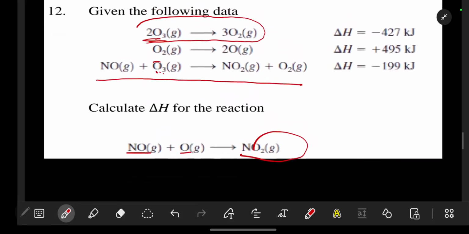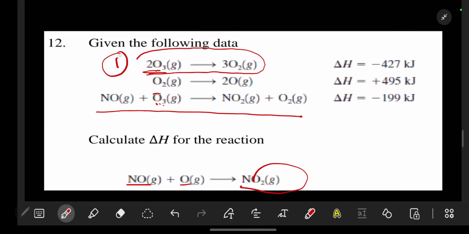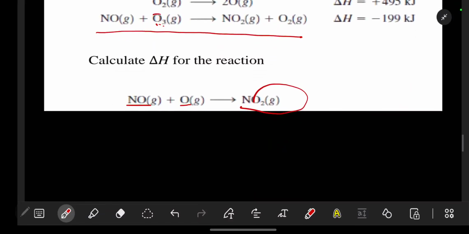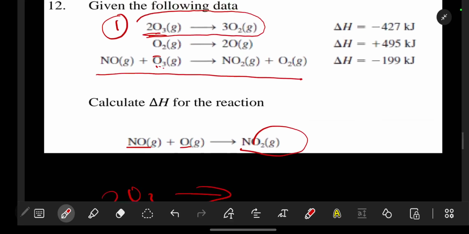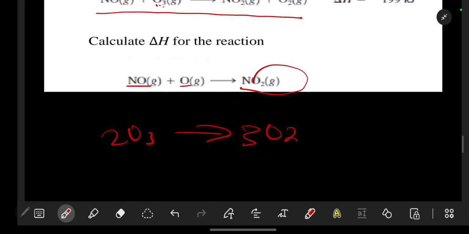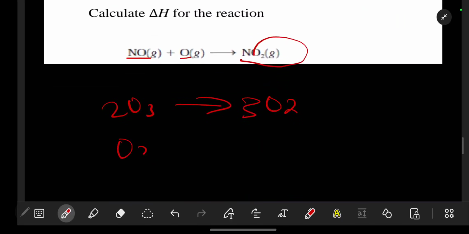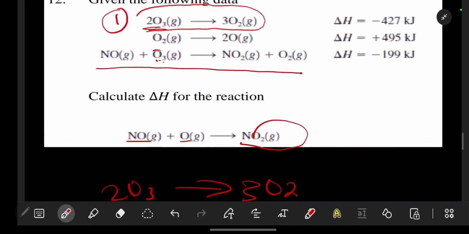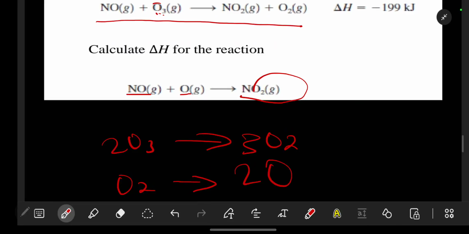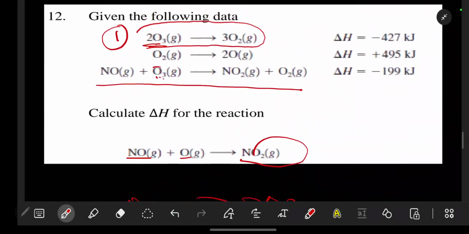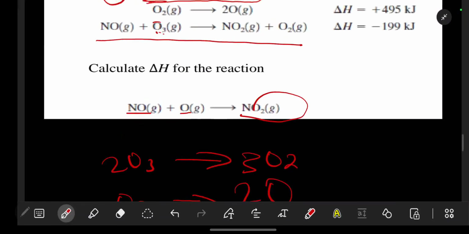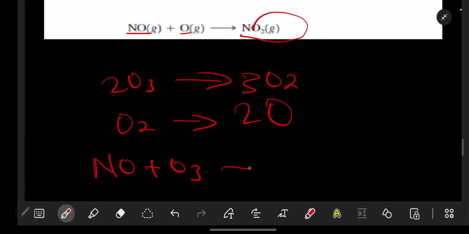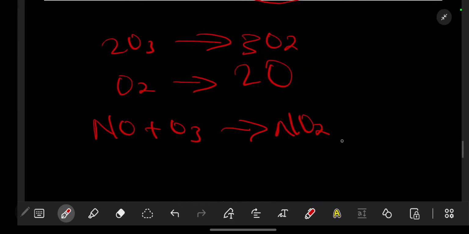So this is the first one. The first equation is 2O3 to produce 3O2. Then we also have O2 to produce 2O. The last one says we have NO plus O3 to produce NO2 plus O2.